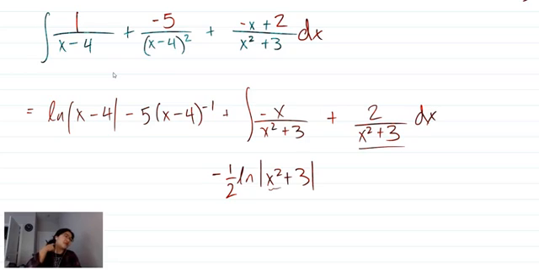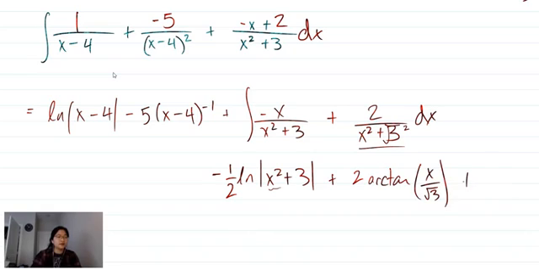Arctan, and we have x squared plus 3, so 3 is root 3 squared. So then that's going to be plus 2 arctan of x over root 3 plus c. And I guess we should copy down the rest of it. So this is natural log absolute value.